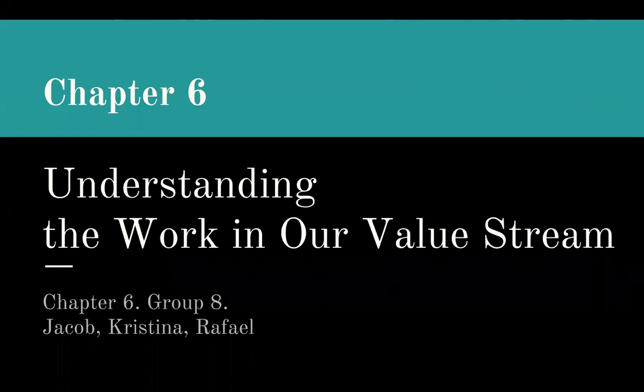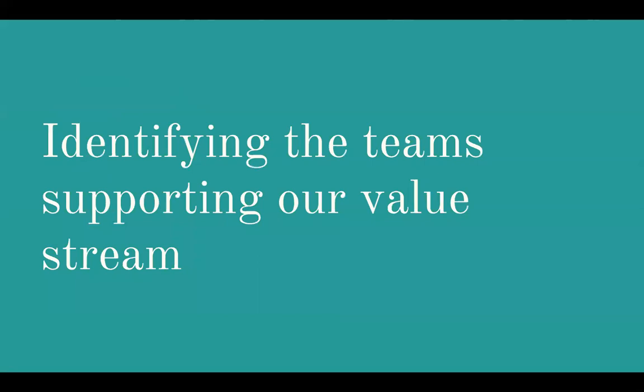Today we are going to discuss chapter 6, understanding the work in our value stream. In the last presentation, we learned that we need to identify a value stream to which we want to apply DevOps principles and patterns. In this chapter, we're going to discuss exactly how to identify the teams that support our value stream, what work is performed and by whom, and what steps we can take to improve our flow. So the first step is to identify the team supporting our value stream.